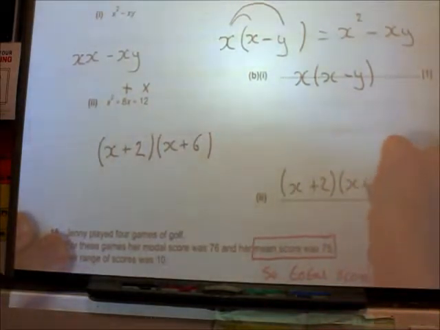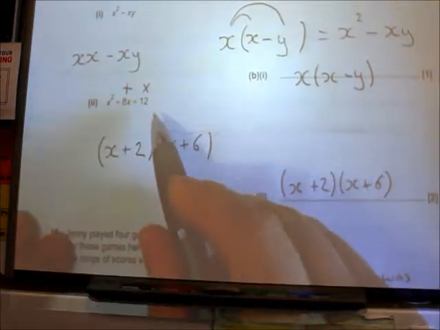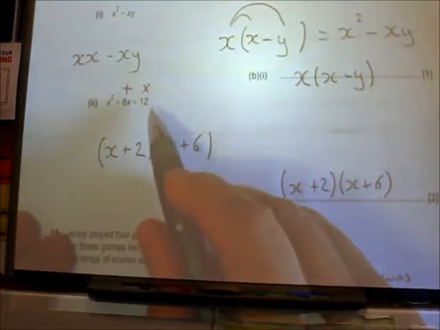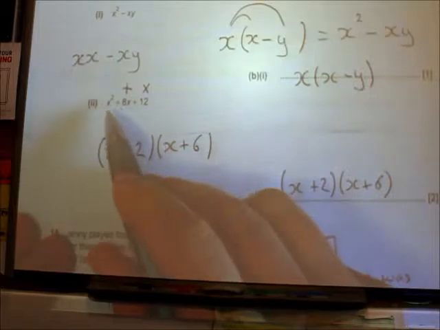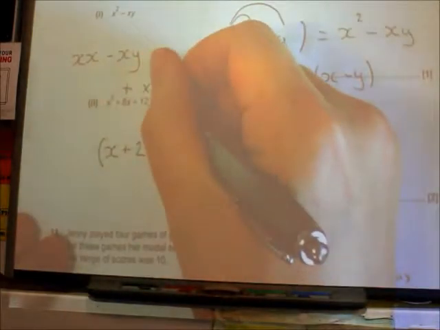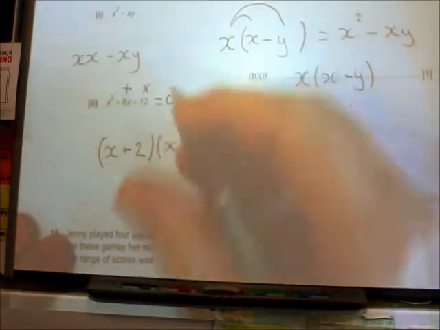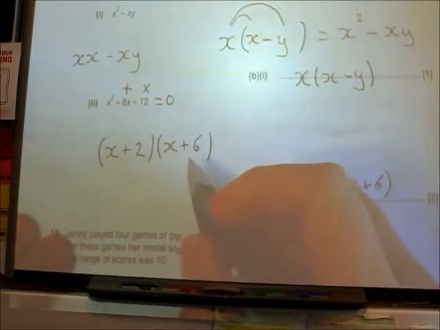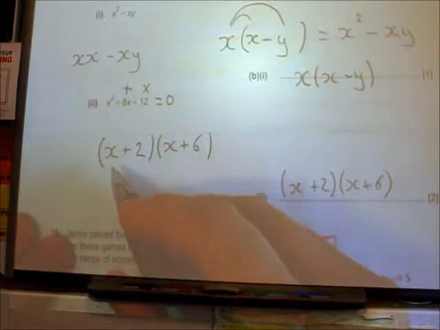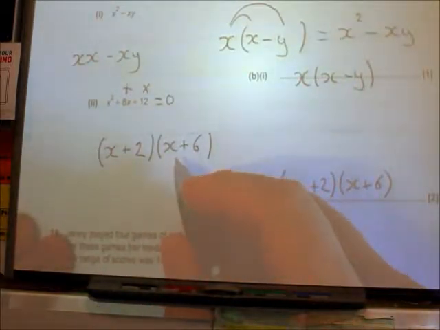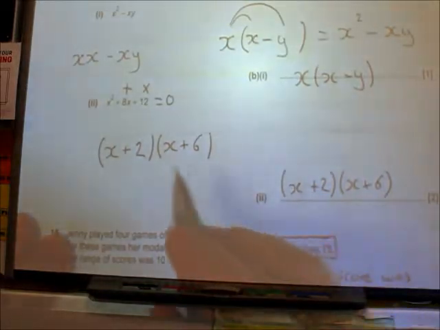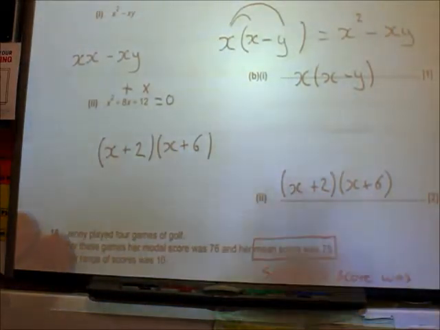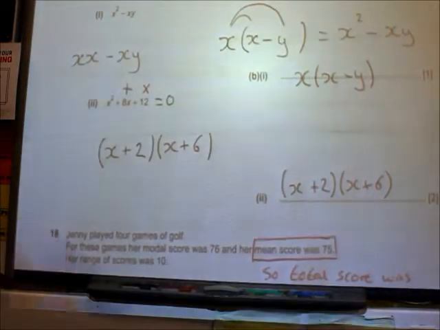2x add 6. Quite often as well, you'll see this question and it will say solve, and it will have at the end an equals 0. Basically you do this step, so you factorise it, and the solution to it would be x is minus 2 or x is minus 6. If you're not sure what I'm talking about, please go and ask your teacher or something. But anyway, it's only a 2 marker, just factorising it, so that's your answer.